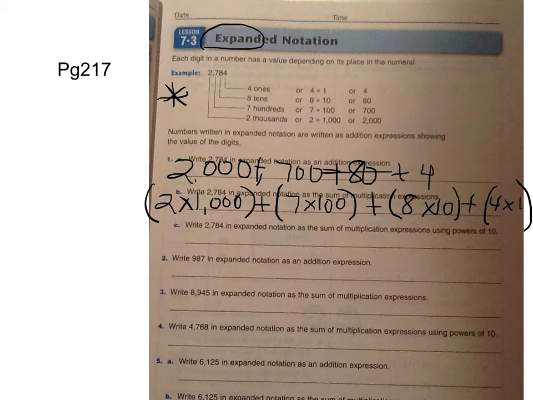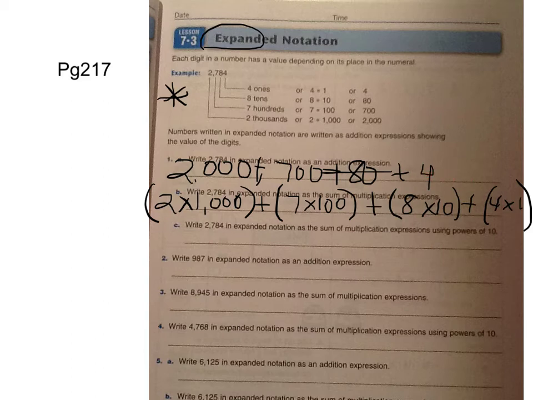Some of you might be confused on how we got there. We're taking a look at, there's a correlation, or there's a relationship between these two numbers. 2 times 1,000 is 2,000. 7 times 100, 700. 8 times 10 is 80. 4 times 1 is 4.